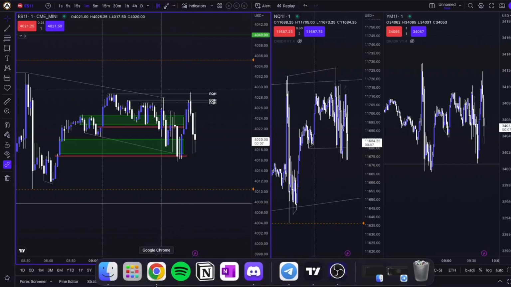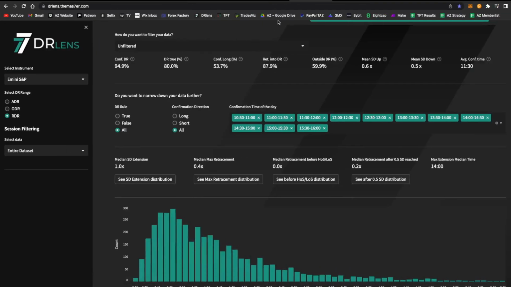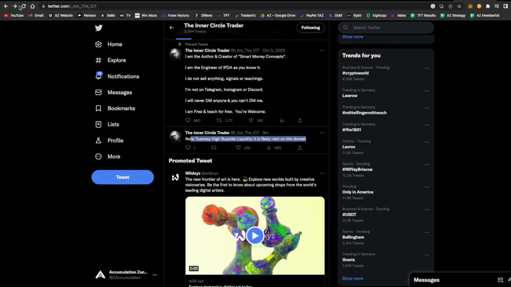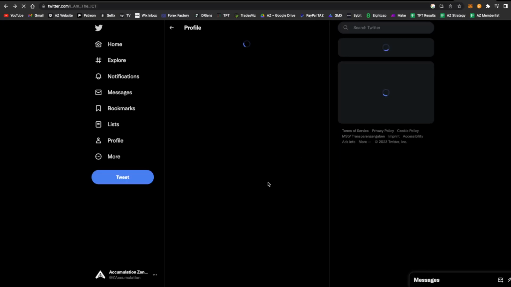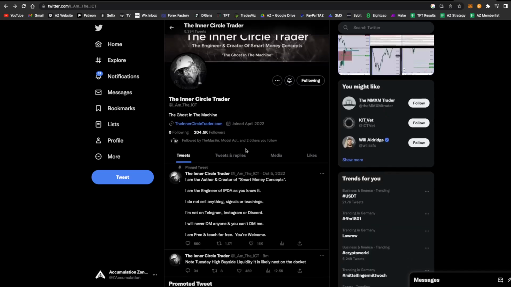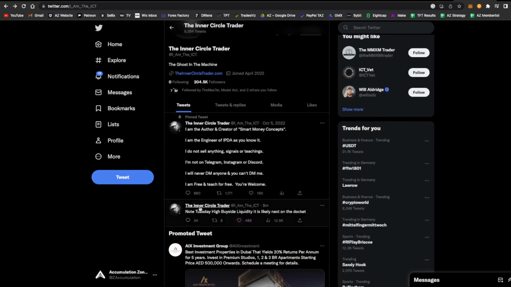Let's check if ICT has made some new tweets about the shitty price action we see today. No, Tuesday high buy side liquidity is likely next on the docket. Forex Factory, we already checked all that.